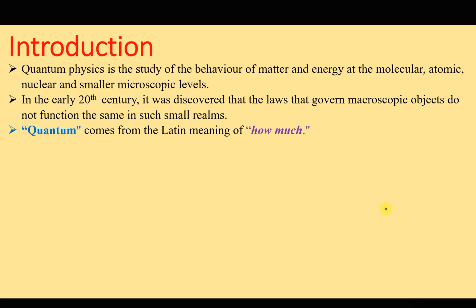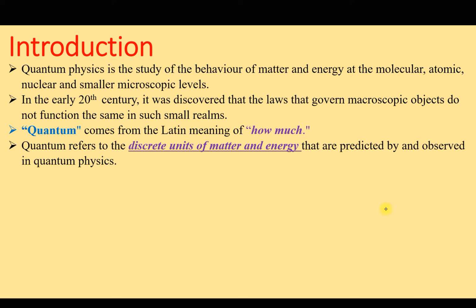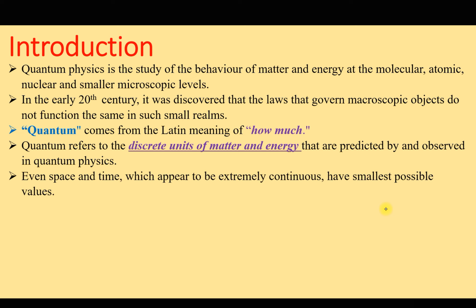And therefore, quantum refers to the discrete units of matter and energy. The word discrete means a specific amount of matter and energy, discrete units that are predicted by and observed in quantum physics, as we shall discover later on. Scientists believe that even space and time, which appear to be extremely continuous, have smallest possible values.